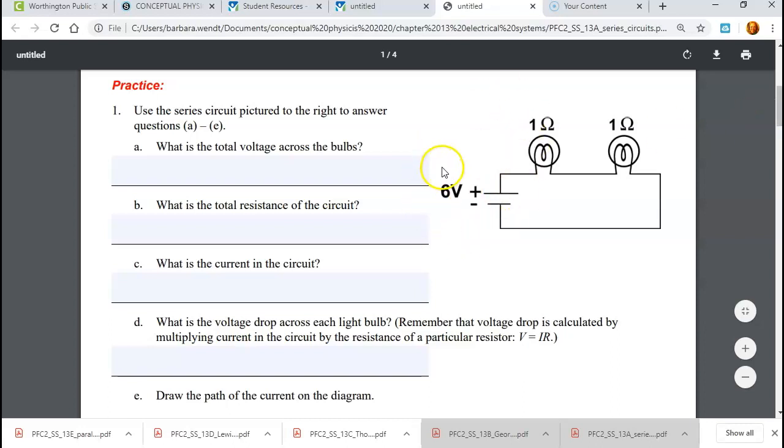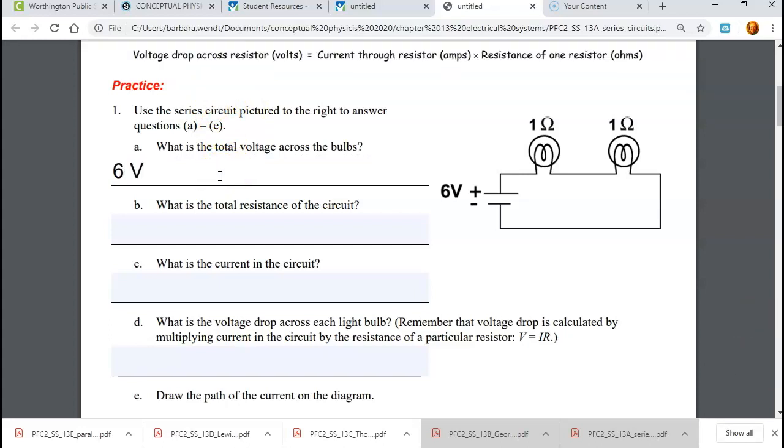So in this circuit, we have a 6-volt battery here, and it looks like we have 2 light bulbs, and each light bulb has a resistance of 1 ohm. All right, so question A, the total voltage across the bulbs, well, that's going to be from the battery, so our total voltage is 6 volts. We don't have to do any math, just look at the picture.